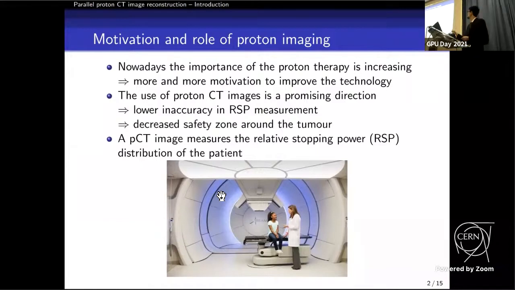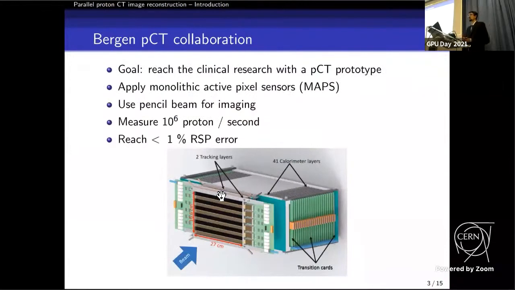The Bergen pCT collaboration was established to develop a proton CT detector, which is visible here. It contains two tracker layers and 41 calorimeter layers, each containing more than 100 silicon pixel sensors. So it's a quite huge, complex and expensive detector. It takes years of work of a whole group of people to develop.